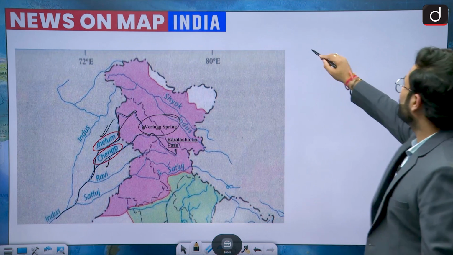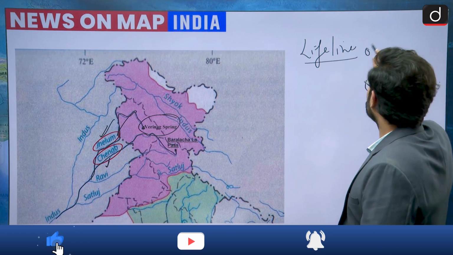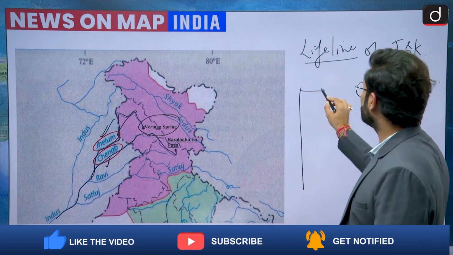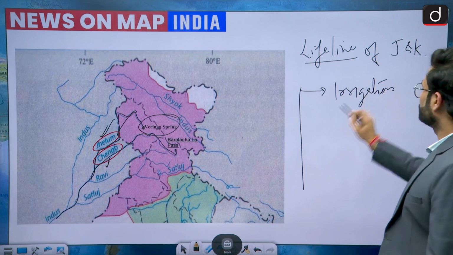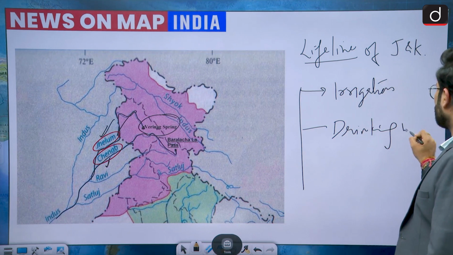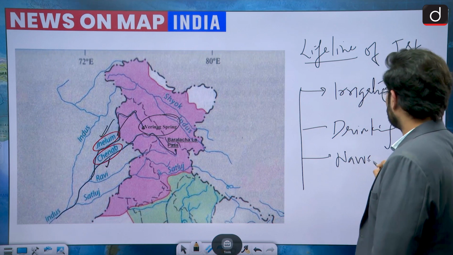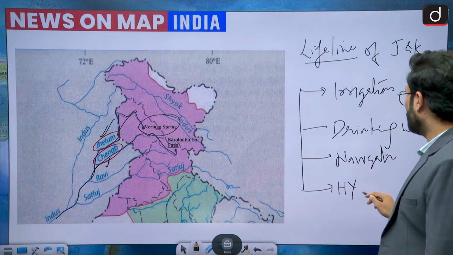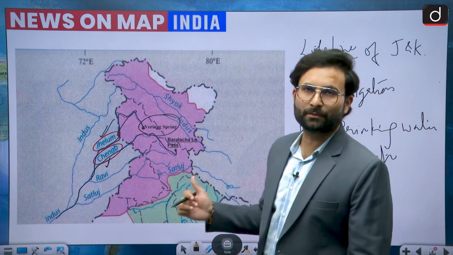Other than that, Jhelum is known as lifeline of Jammu and Kashmir because most of the population here is dependent on this river for irrigation related activities, then drinking water, you can say for navigation, and then for electricity generation through hydropower plants. So that is why Jhelum becomes important for Jammu and Kashmir area.